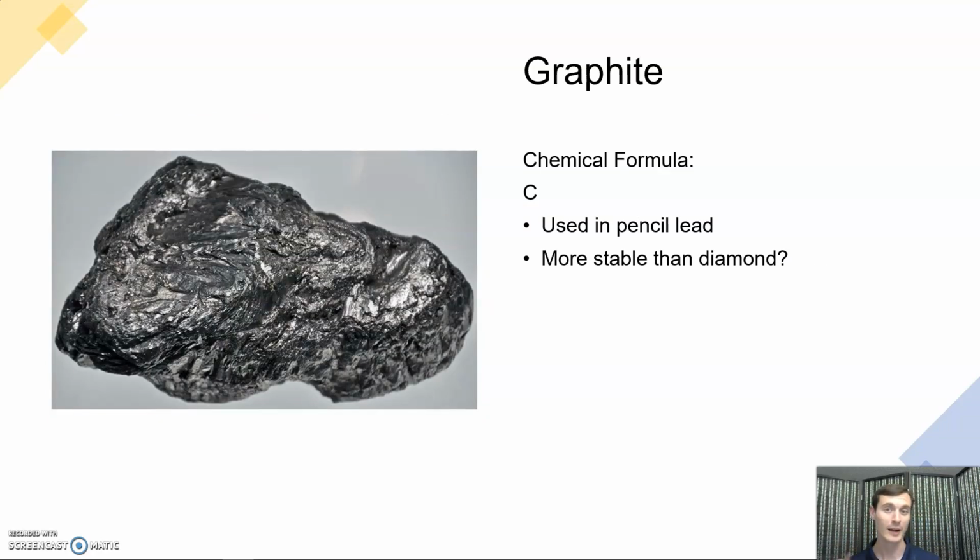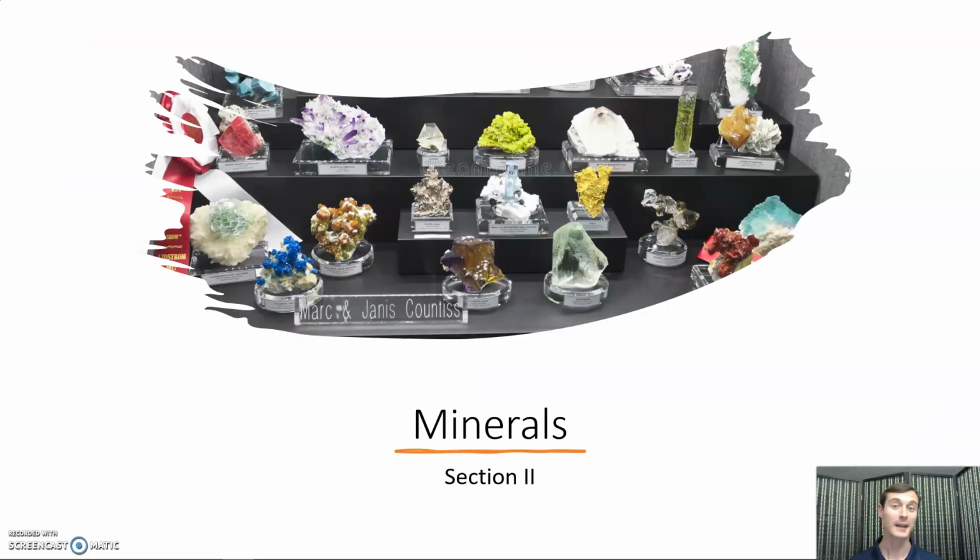Finally, we have graphite. This is the star of the playground fun fact that actually your pencil lead is not lead. It's made out of clay and graphite mixed together. Same formula as diamond, just carbon repeated over and over again. But believe it or not, graphite is actually the more stable form of carbon than diamonds are. Sorry, diamonds are not forever. Actually, graphite is forever. Next section, we're going to talk about characteristics of minerals.